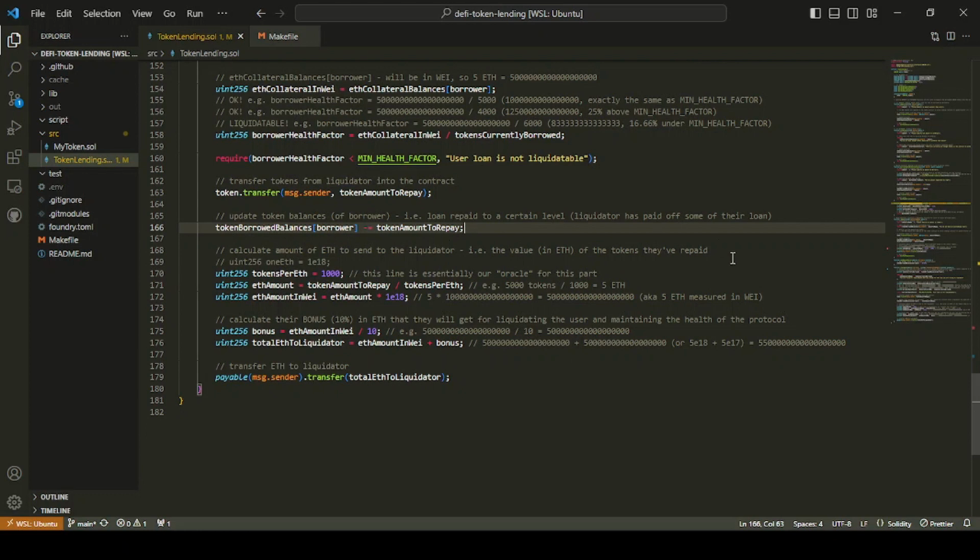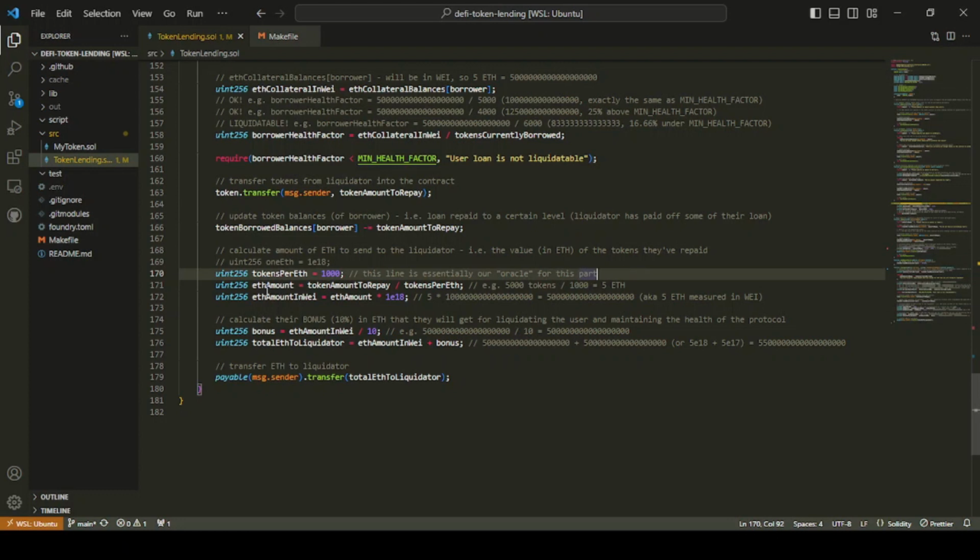Now we're doing calculations here. Calculate the amount of ETH to send to the liquidator, i.e. the value in ETH of the tokens they've repaid. Ignore that comment there, I can delete that afterwards. Tokens per ETH is 1,000. So again, this line is essentially our oracle for this part. We'll implement an oracle tomorrow, but we're just pretending that we're calling an oracle, and it's saying that one ETH is worth 1,000 of our tokens.